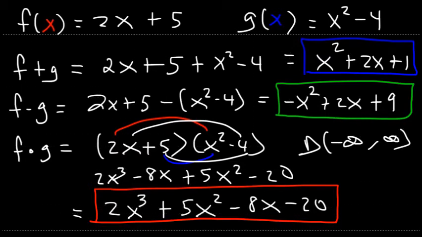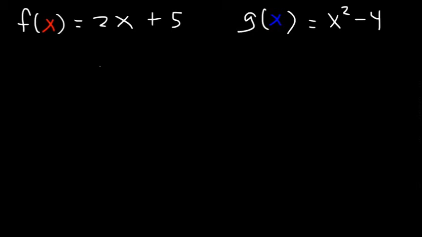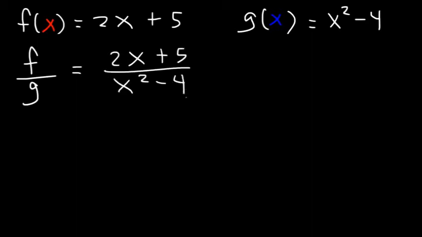Now what about f divided by g? What's the domain for this? f divided by g is simply 2x plus 5 divided by x squared minus 4. Now that we have a fraction, the domain is restricted. It is not all real numbers. To find the domain, you want to find the x values that do not exist, the values that x cannot be. To do that, set the denominator equal to 0. x squared minus 4 cannot be 0. If it is, we're going to get a vertical asymptote, which means it's undefined at that point.